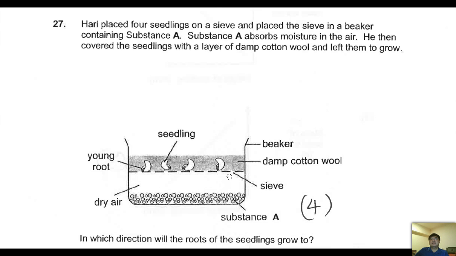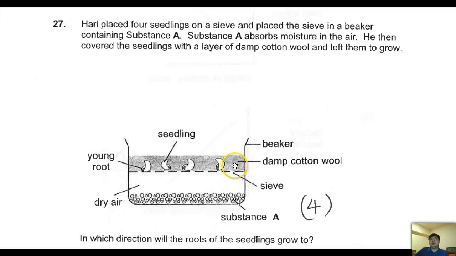Hari placed 4 seedlings on a sieve. Now the sieve is over here. It looks like a netting with holes going through, but the seeds cannot go through. Probably only water can go through. Okay, a bit of water can go through.